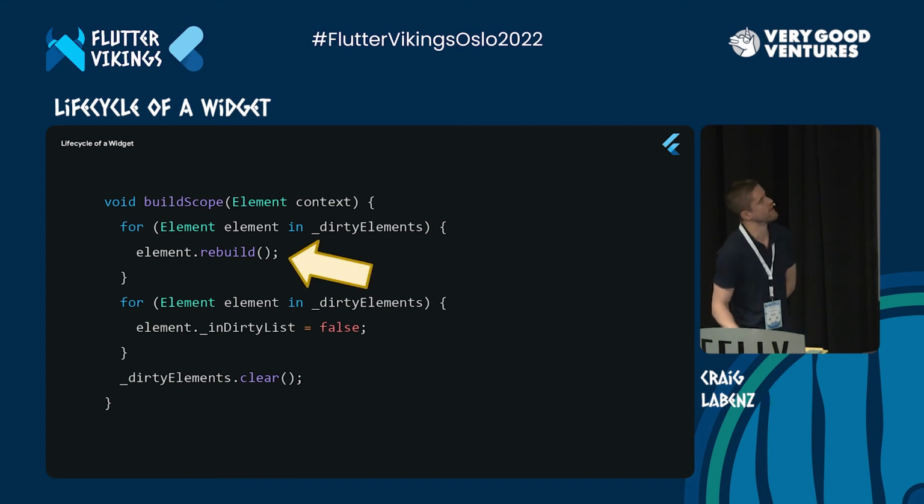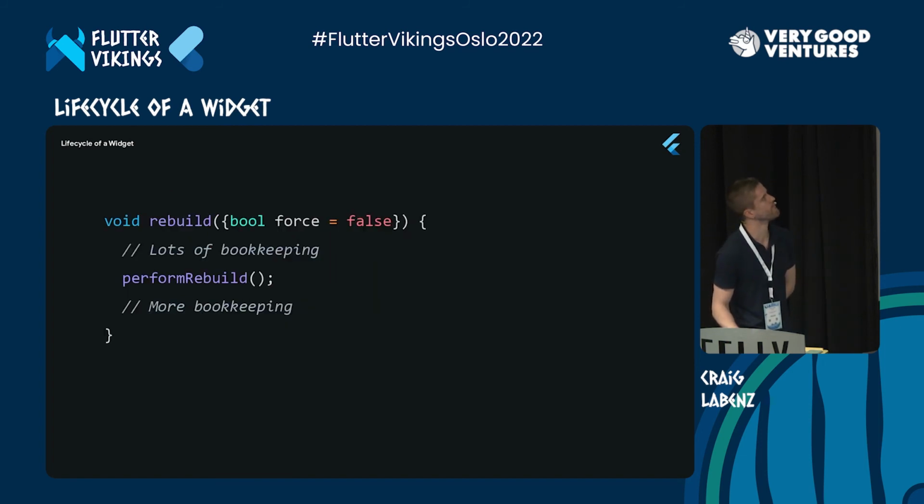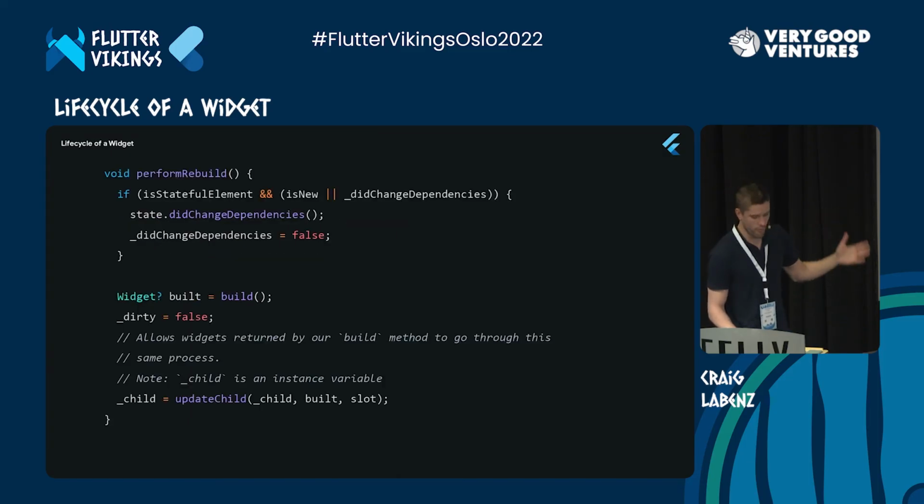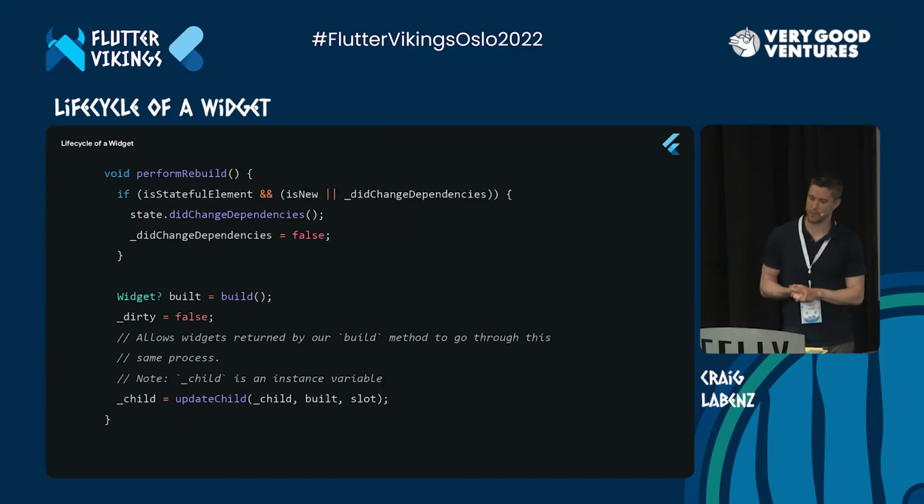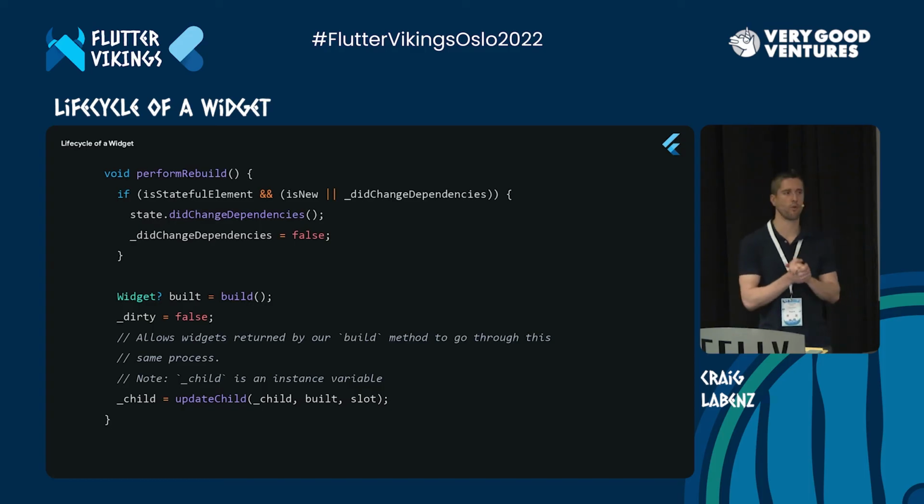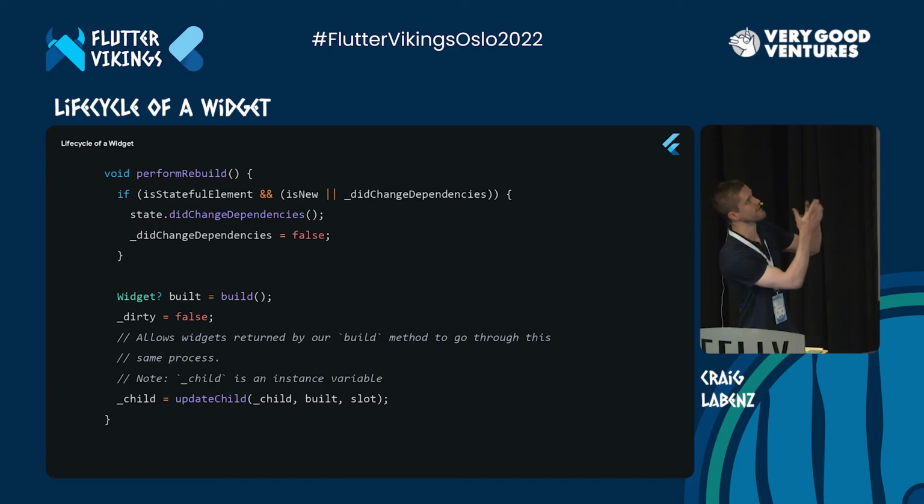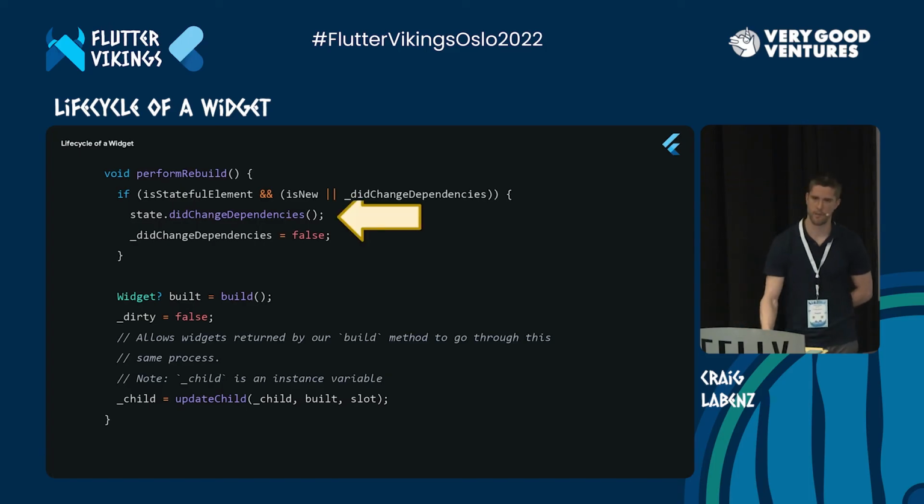And so now we can finally look at this rebuild method. Now, rebuild is kind of anticlimactic. It basically just does a bunch of checks and ultimately delegates to perform rebuild. And perform rebuild is finally pretty juicy. So the first thing that perform rebuild does, if we are in a stateful element and it's either new or some dependencies changed, is it calls did change dependencies.